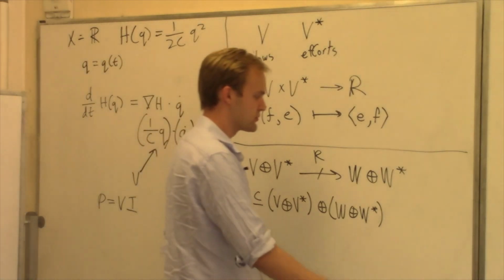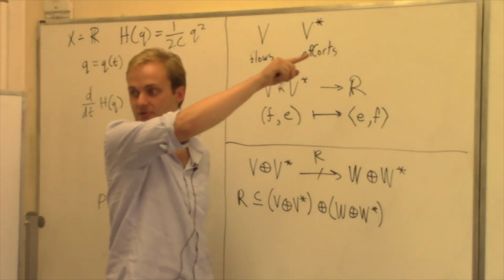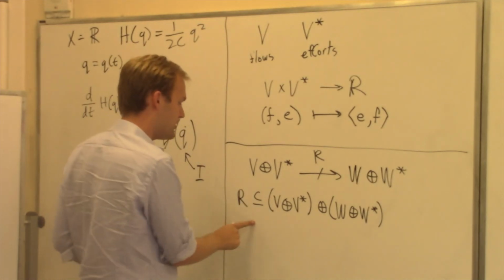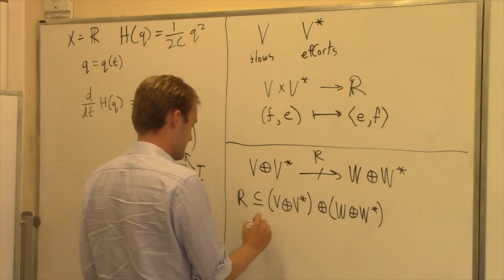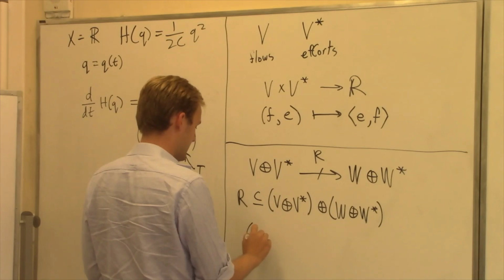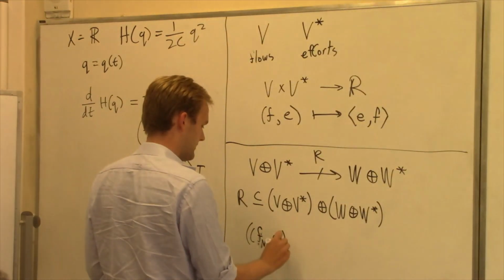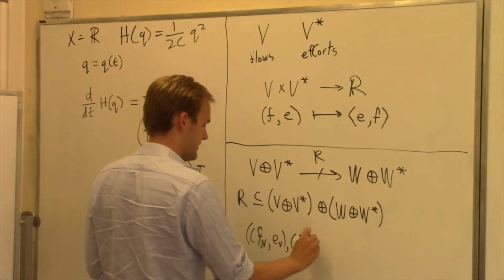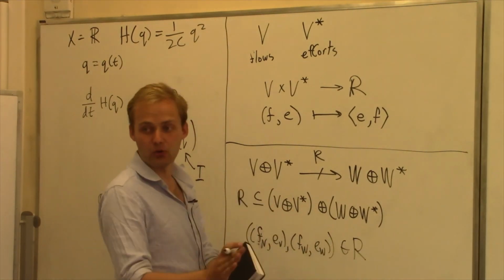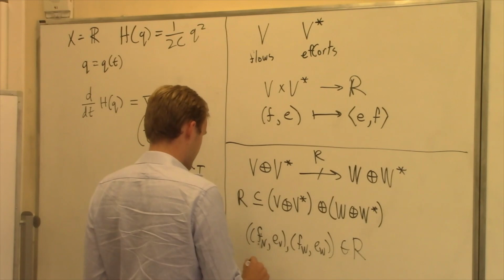Because one thing that we want to be true is, well, we started with energy. We started thinking about energy. The whole point of flows and efforts is energy. We want this relation to preserve energy. So if we have FV, EV, FW, EW in R, well, we want the power of FV and EV to be equal to the power of FW and EW.